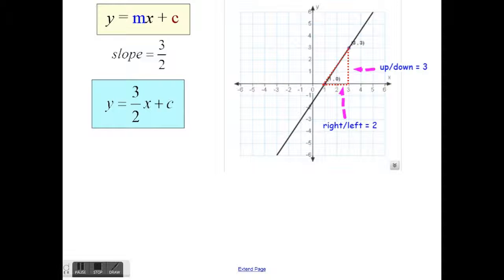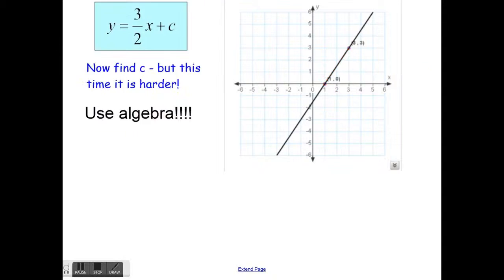So, I have my slope, so I put it into my equation. So I change m to 3 over 2. So far I have y = 3/2 x + c. So what I need to find now is my intercept. Okay? I need to find this c value. So this is a little bit harder, so we have to use algebra this time.